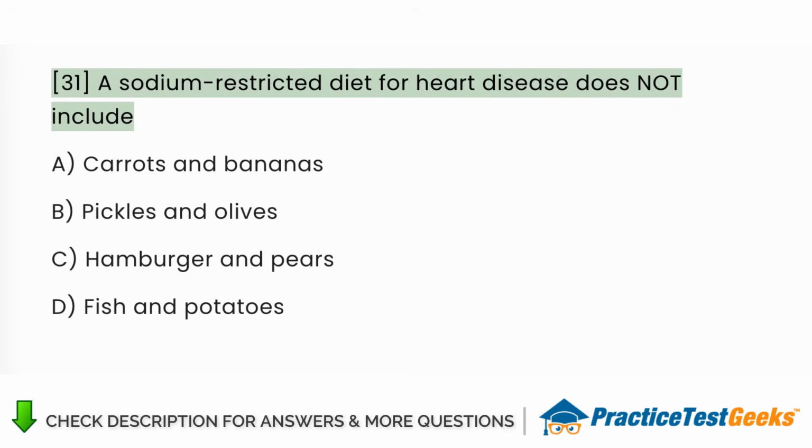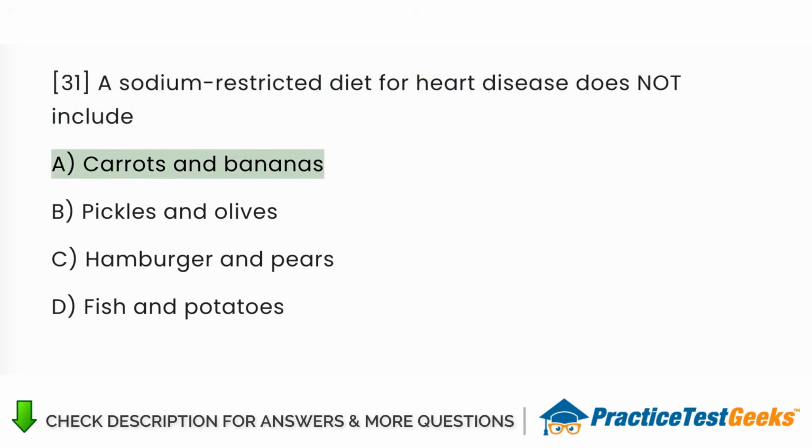A sodium-restricted diet for heart disease does not include A. Carrots and bananas. B. Pickles and olives. C. Hamburger and pears. D. Fish and potatoes.